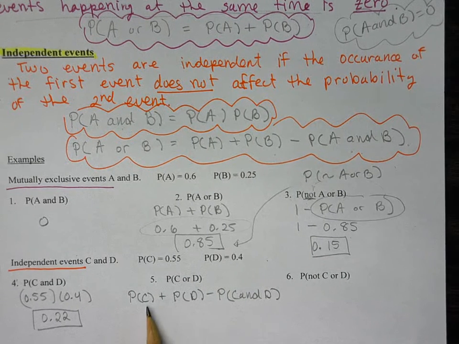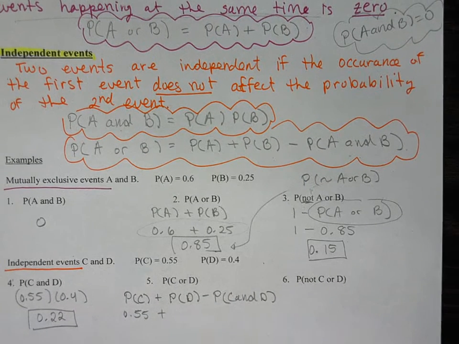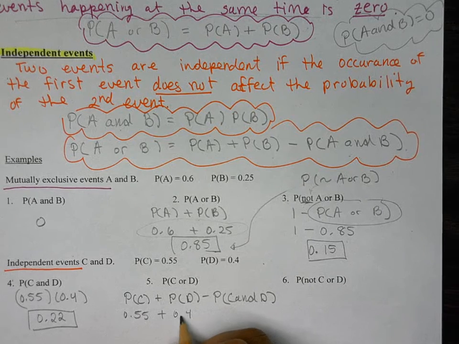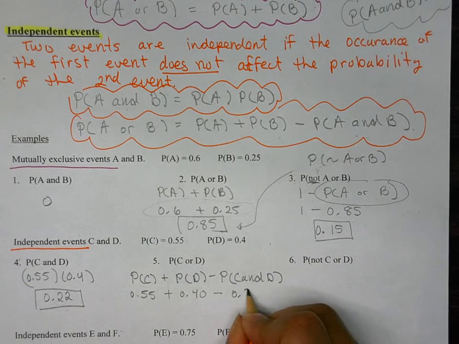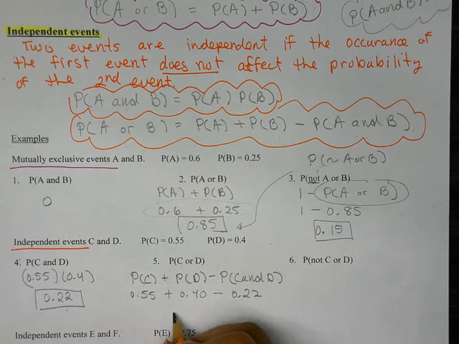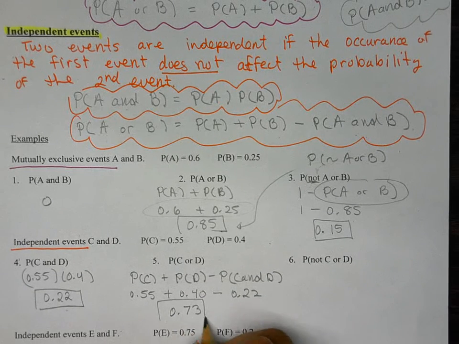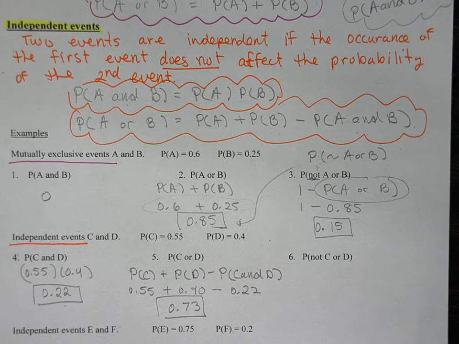What is C? 0.55 plus what is D? 0.4, or 0.40 if you want to think of it that way. Minus, we already calculated C and D. What is it? 0.22. Plug that in your calculator. 0.55 plus 0.4 minus 0.22. Some of you are just sitting there with the calculators on your desk. What is it? Once you add and subtract, it's 0.73.